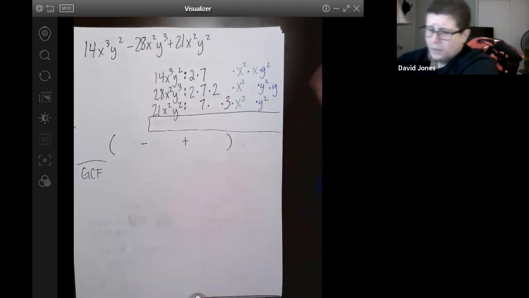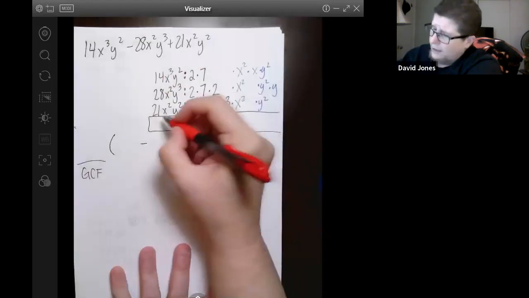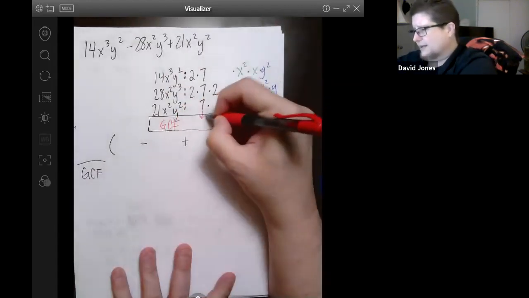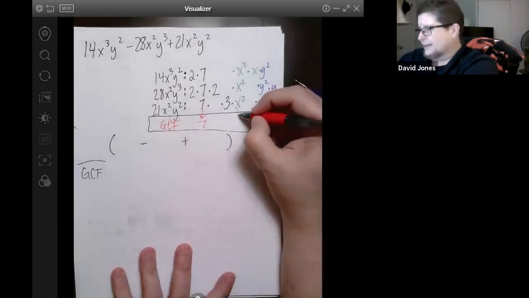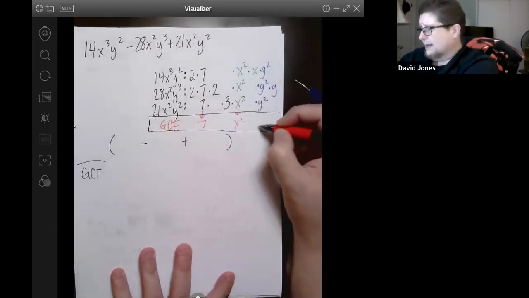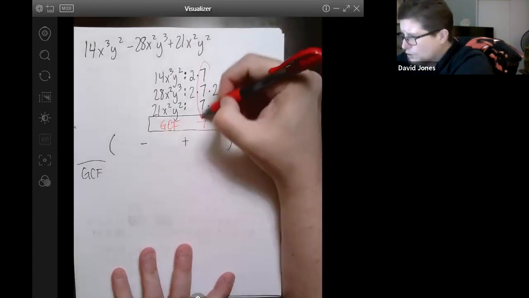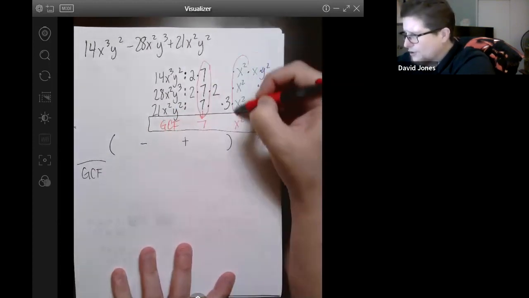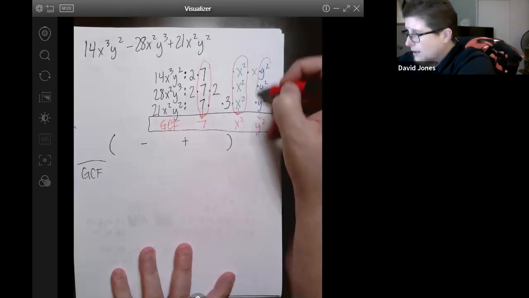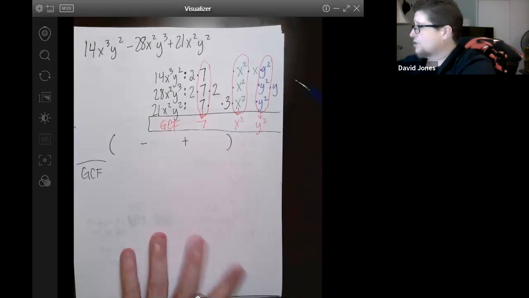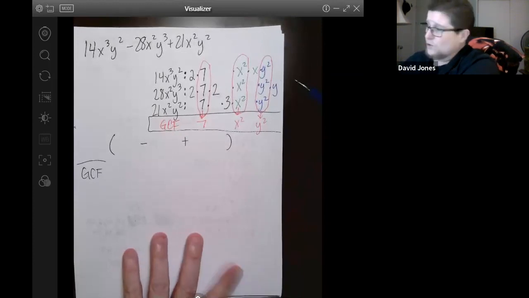All right. So my GCF, completely filled columns, I need a 7. I need an x squared, and I need a y squared. I'll throw a circle around them. It makes it a little bit easier to see what needs to go in the parentheses. So my GCF is going to be 7x squared y squared.